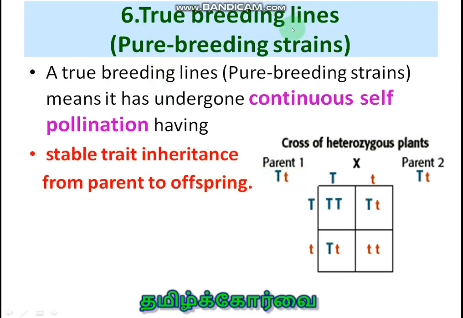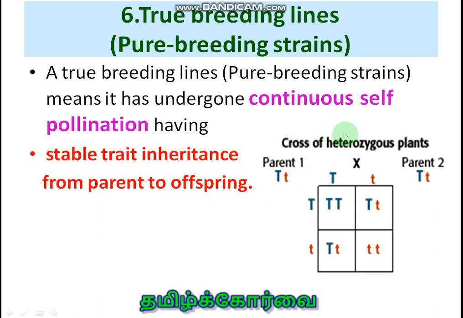True breeding lines and pure breeding strains. Okay, both are the same, true breeding or pure breeding. Mendel obtained pure breeding varieties for his parental plants first by performing continuous self-pollination. When we perform continuous self-pollination, we will get the stable trait of inheritance from parent to offspring.